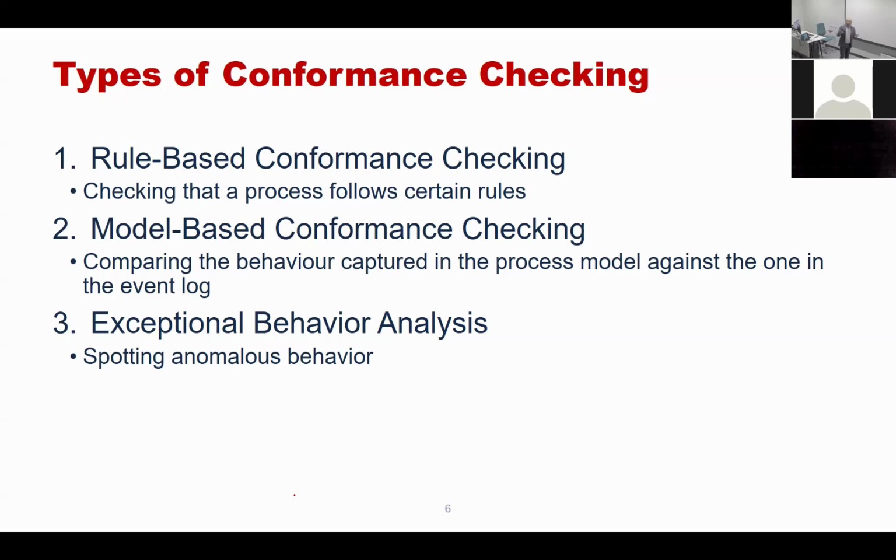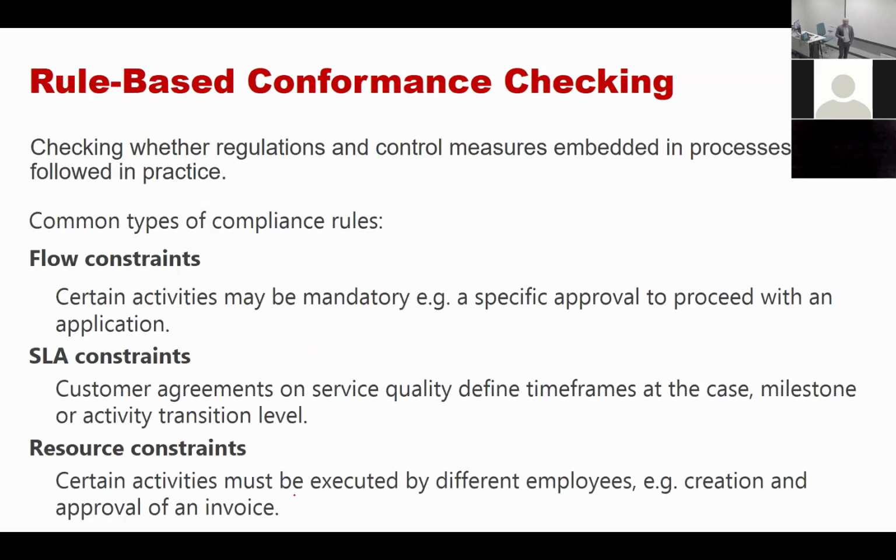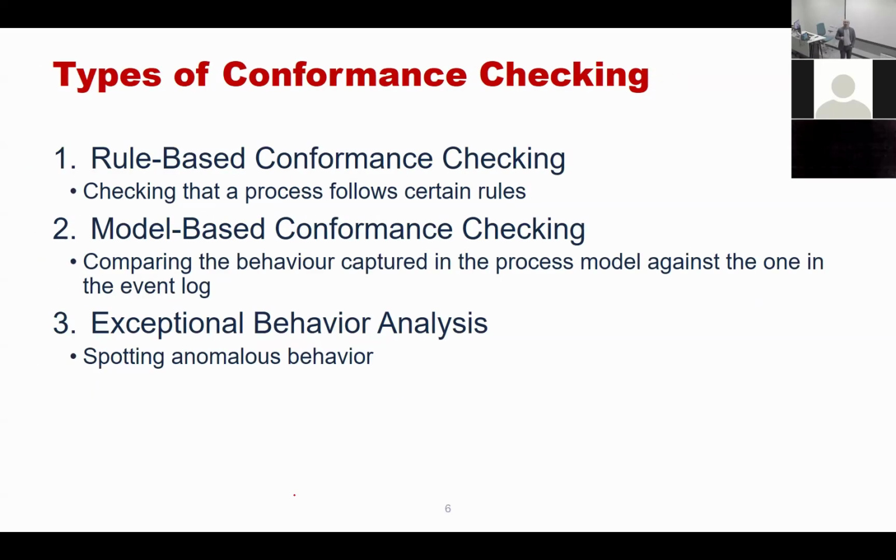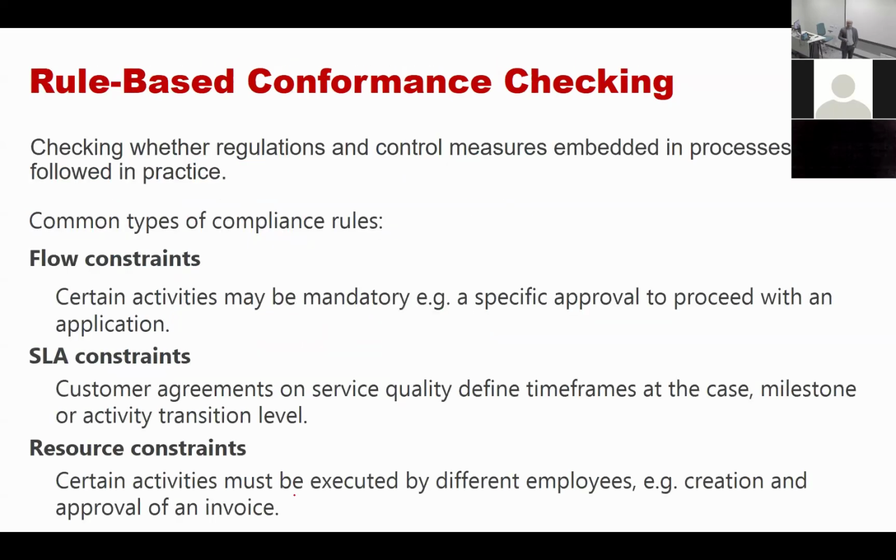And you would like to be able to check, is it possible that some pathways in my process are conformant to all the rules, but there's still something anomalous about them that warrants me taking a closer look? And that's what I call exceptional behavior analysis, and it's what I consider to be the third type of conformance checking in the field of process mining. Let me talk about each of these three types of checking briefly.